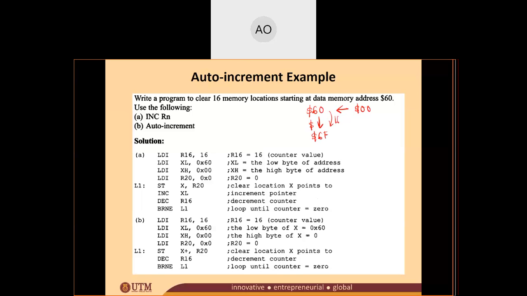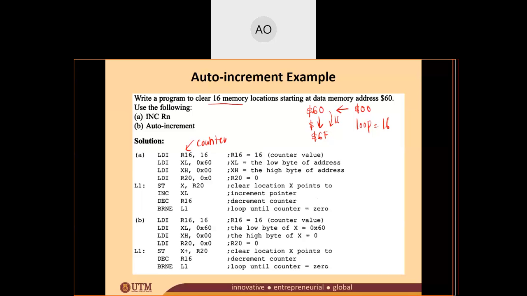So first what you're going to do, we use a loop lah. What is our loop's counter value? Since you're going to clear 16 memory locations, the loop counter is 16 lah. So that's why this is your counter.